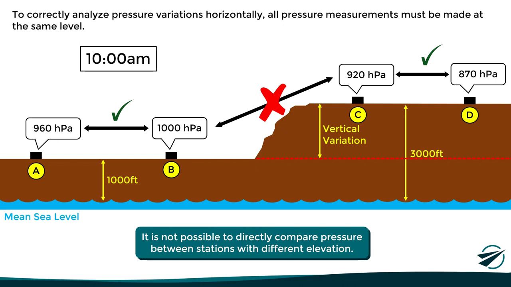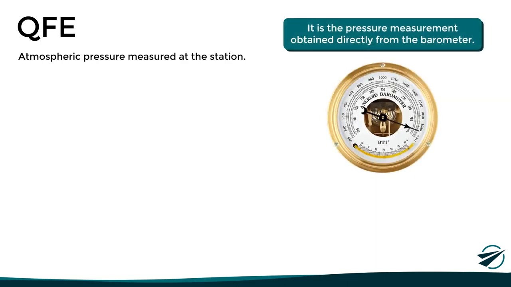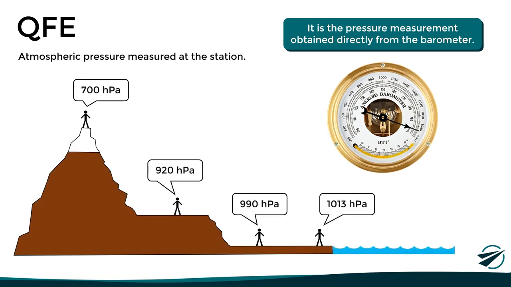So, having understood this, here is where the first concept comes in, the QFE. This is simply the atmospheric pressure measured at the station. In other words, it is the pressure measurement obtained directly from the barometer at the station. So, according to what we said previously, we could compare directly the QFE between stations that are at the same level to determine high and low pressure areas. But what we cannot do is compare the QFE between stations at different elevations. Now, the question is, how can we solve this problem?